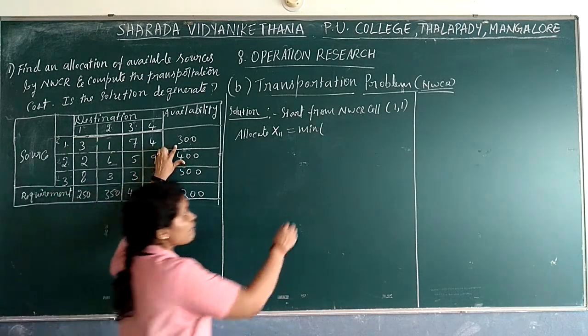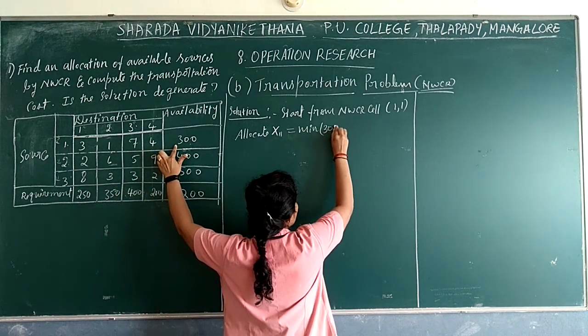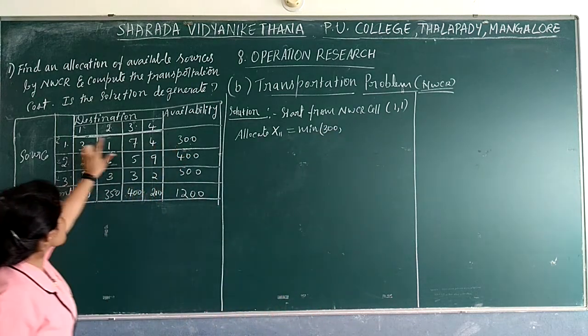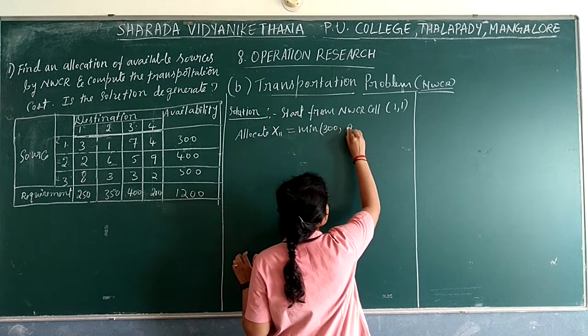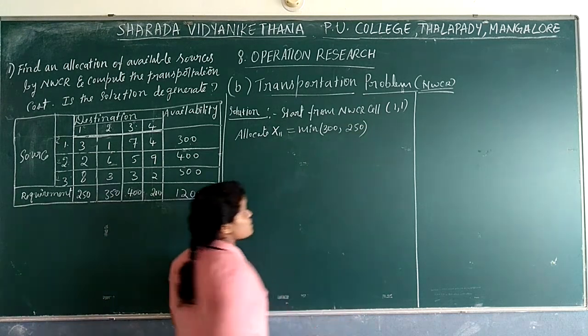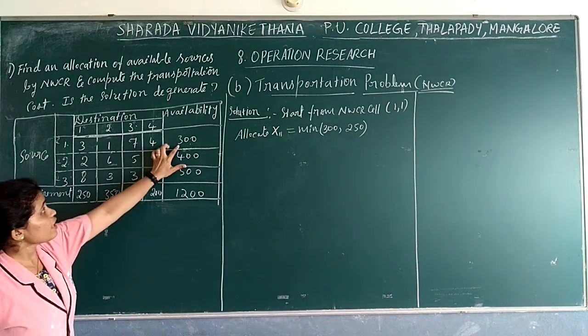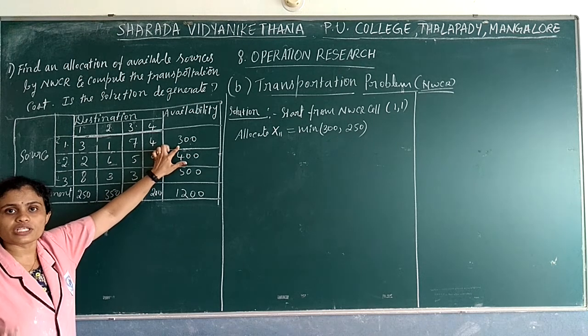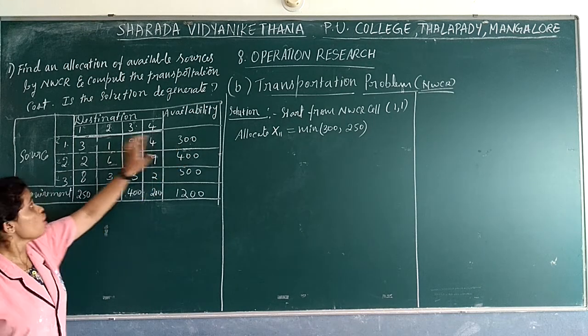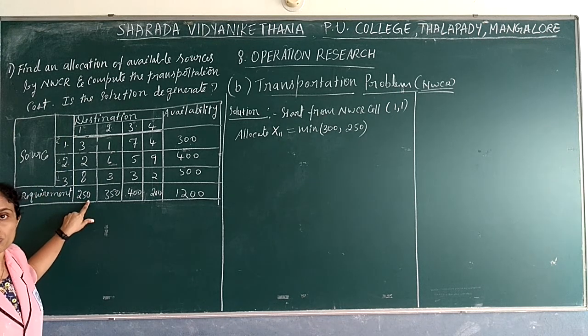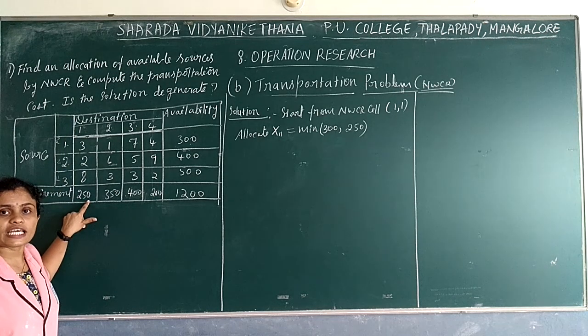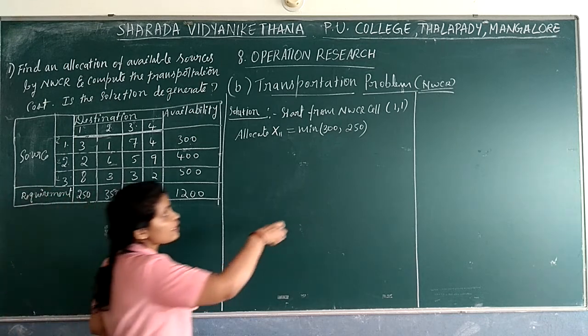First you have to write availability, that is 300. Then what is the requirement? That is 250. Requirement is 250 in this. Now availability is 300. We have 300 quantities of goods. What is our requirement for this particular system? Requirement is 250. Can we satisfy their requirement? Yes, we can satisfy their requirement.